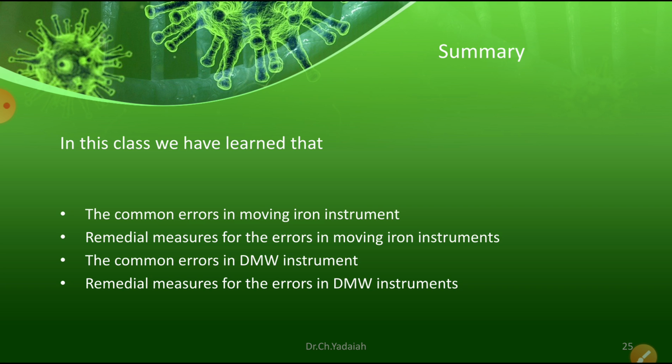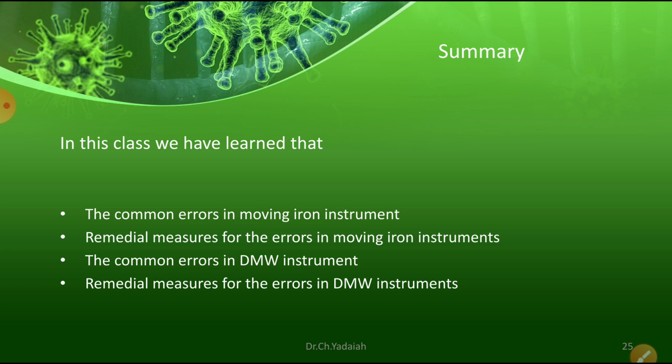Here the sensitivity of the instruments depends on the torque to weight ratio. The sensitivity also depends upon the ohms per volt. For example, a 20,000 ohms per volt meter is more sensitive compared to a 10,000 ohms per volt meter. That is the sensitivity of the meters.